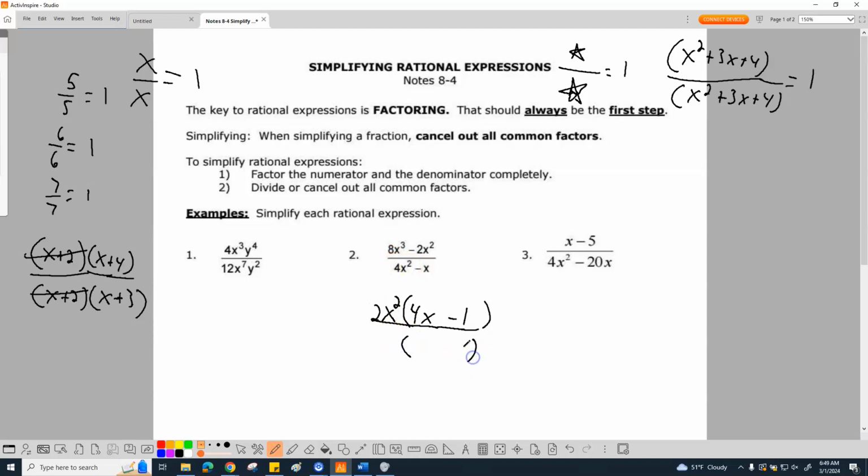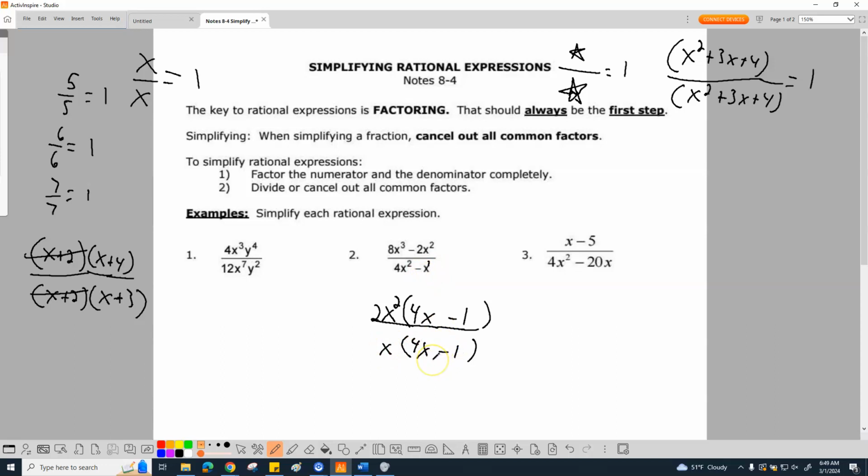On the bottom, I'm going to look at this and see that the numbers don't make any sense. I can't pull anything out, but I can pull out an x. Remember, there's no exponent. That's an x to the 1. So I'm going to pull out an x to the 1, and that leaves me with the 4. 2 minus 1 is an x, and then there's no x over here because I pulled it out, so that leaves me with a 1.